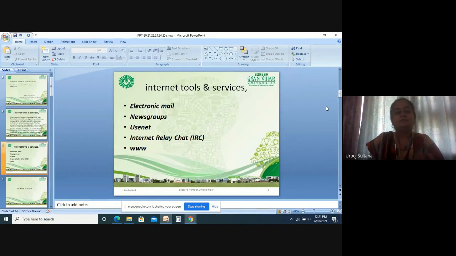So this is all about the TCP protocol. That is very in depth; we have to study only internet tools and services here. We are not discussing the protocols. We will discuss it later.